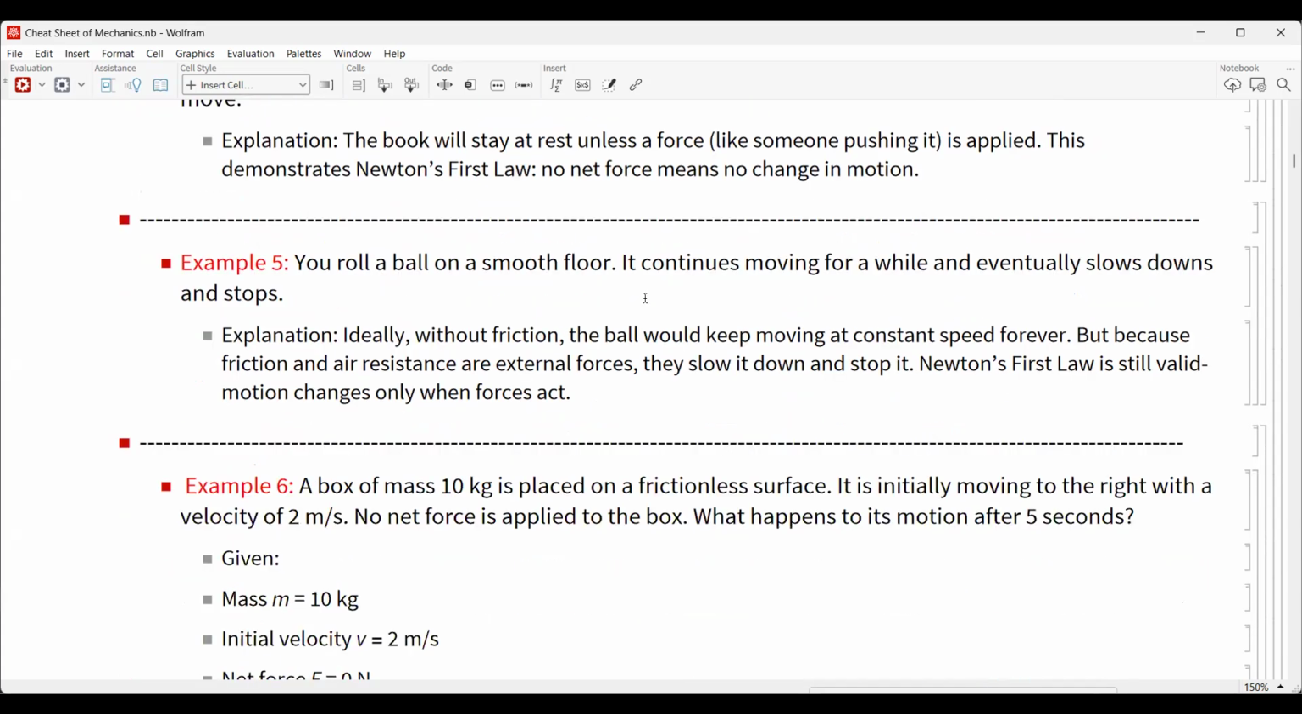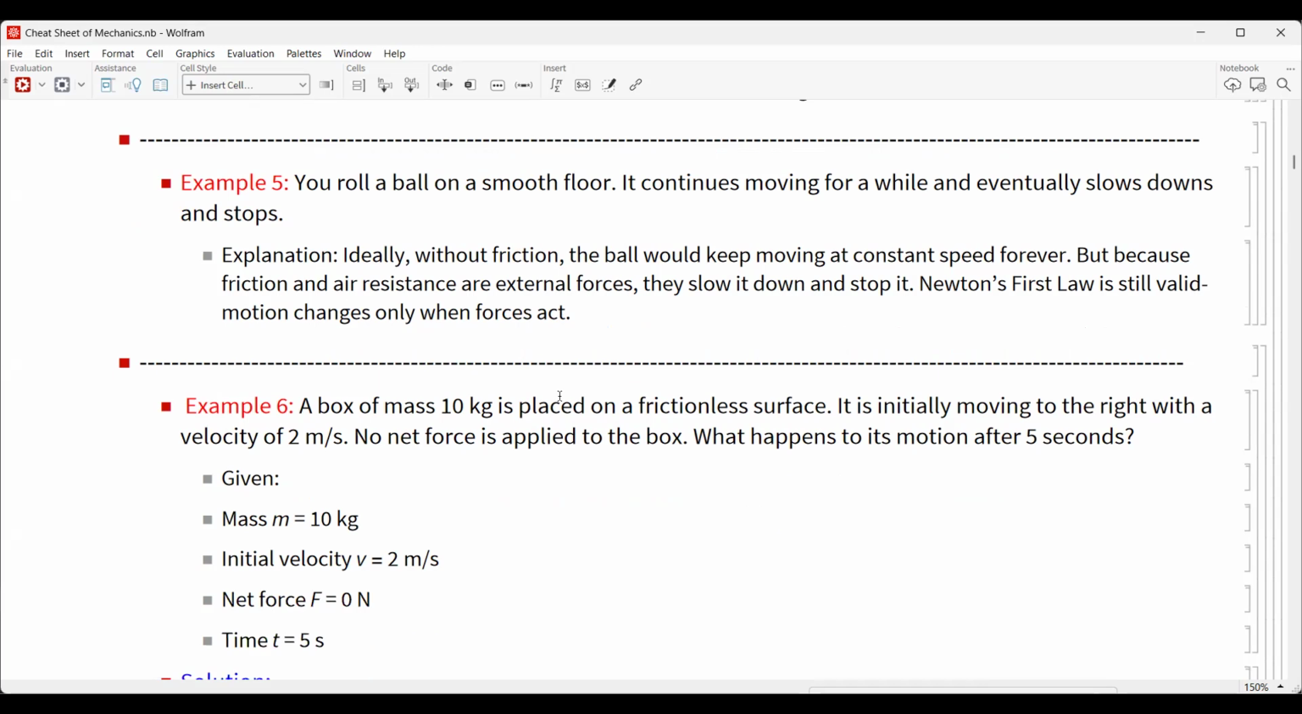So we have another example here. You roll a ball on a smooth floor. It continues moving for a while and eventually slows down and stops. Explanation here: ideally, without friction, the ball would keep moving at constant speed forever. But because friction and air resistance are external forces, they slow it down and stop it. Newton's first law is still valid. Motion changes only when forces act.